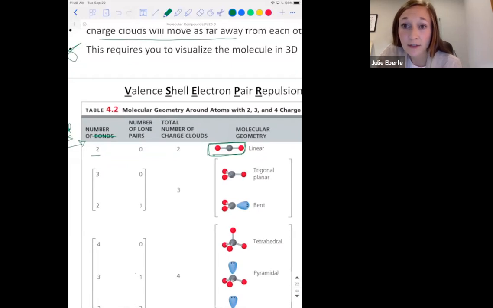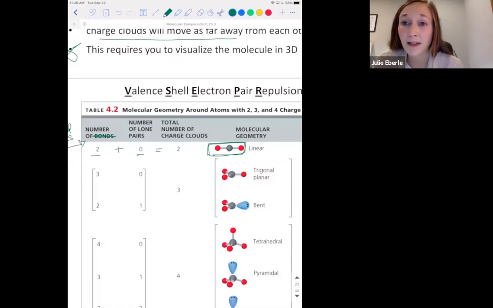How many? Then you're going to ask the question, well, how many lone pairs? Because a lone pair can be a charge cloud too. And the whole point is we're trying to count up charge clouds. If we have 0 lone pairs, then you would see we have a 0 here. So total, you add these first 2 columns up, and that gives you the total number of charge clouds. So 2 plus 0, we have 2 charge clouds.